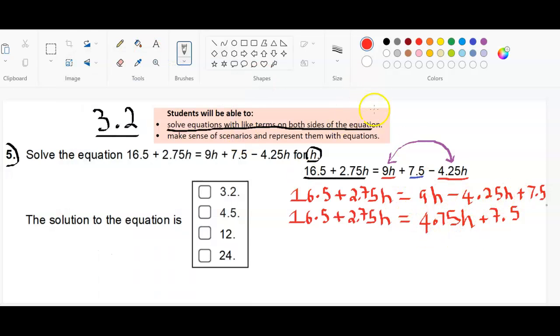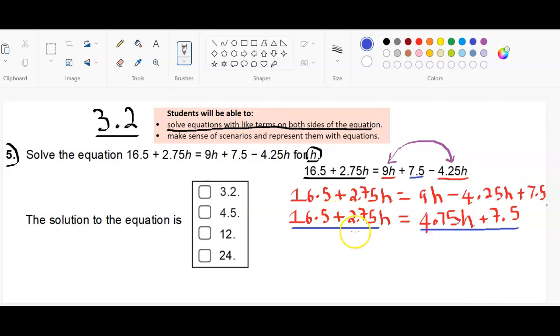Next step, what should we do next? We can't do anything over here to the left side of the equation, and we can't do anything to the right side because these two terms are not like terms. So in order for me to solve for h right now, I have to start using inverse operations. I have to move the terms that have the h to one side of the equation, and move the term with the constant to the other side of the equation.